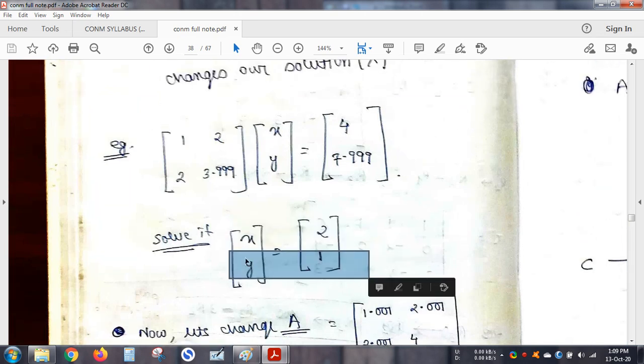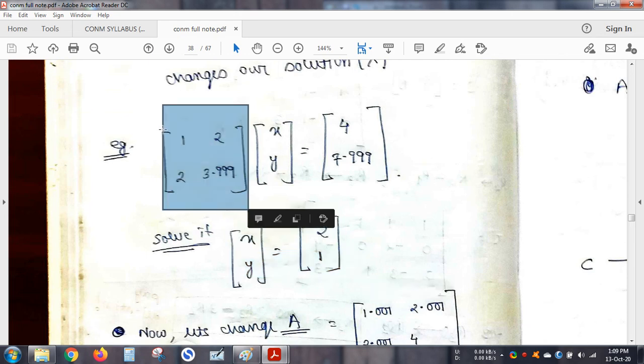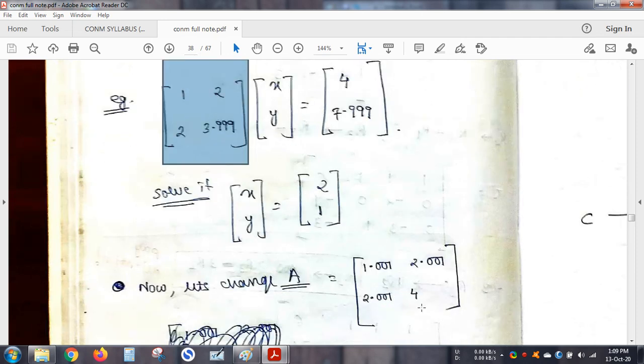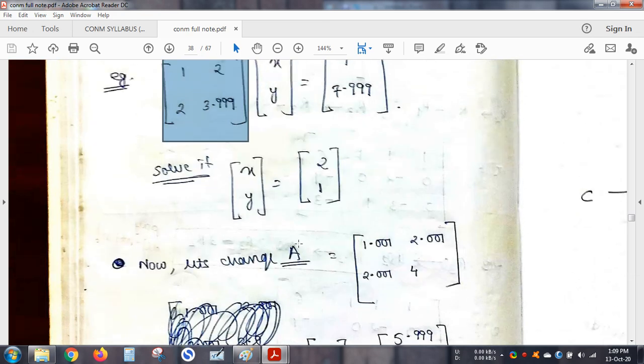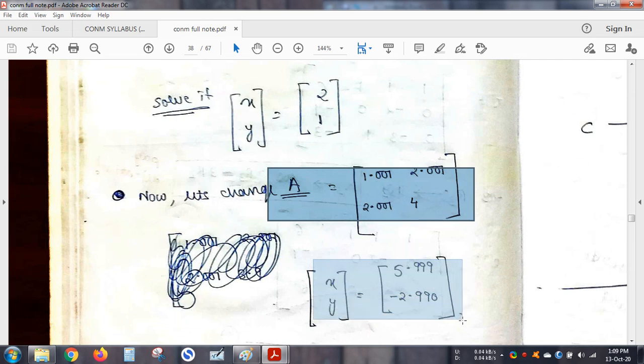Now let me change this augmented matrix. The A matrix, I have changed it. What was 1 earlier, I made it 1.001. 2 becomes 2.001 and 3.999 becomes 4. So I have just changed up to 3 decimal places. But if I only change my A up to 3 decimal places, then look at how the values of my x and y change.